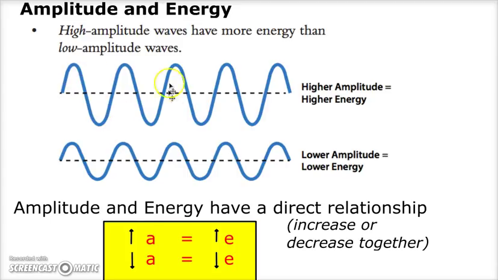Here's a relationship between amplitude and energy. High amplitude waves have more energy than low amplitude waves. It would take you more energy to make higher crests and troughs if you were moving the slinky. So we would say that amplitude and energy have a direct relationship. That means that they increase or decrease together. Increase energy, increase amplitude. Decrease energy, decrease amplitude.